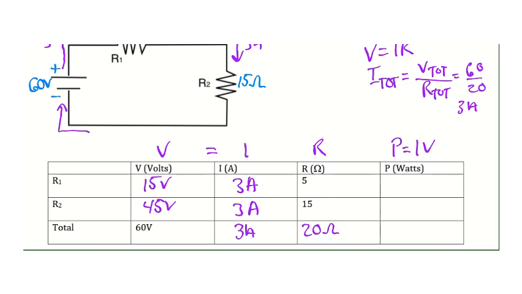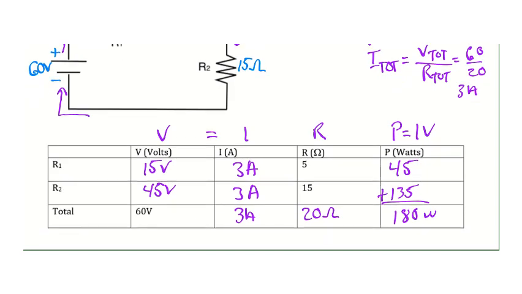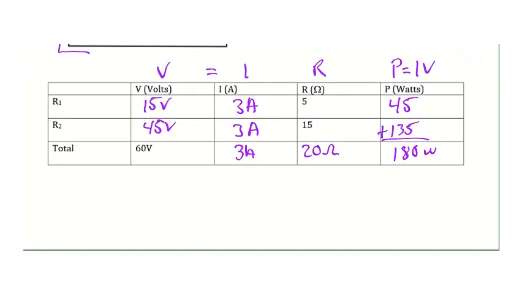We can now go ahead and fill out the power column, which is just going to be current times voltage, or column 2 times column 1. So when I do that, I have 3 amps times 15 volts is going to be 45 watts. And 45 volts times 3 amps is 135 watts. When I add them up, so 45 plus 135, I get 180 watts. We're going to now check to see if this is correct.